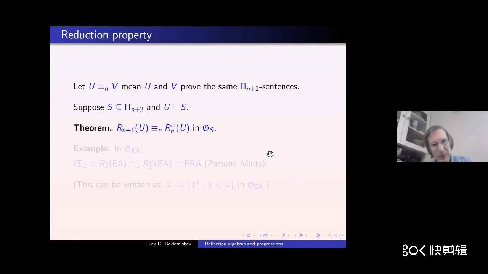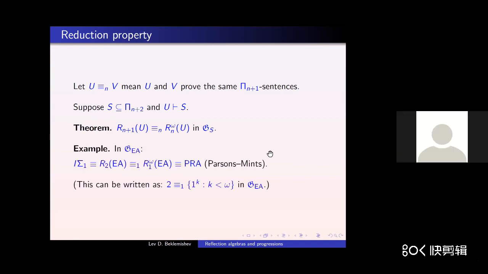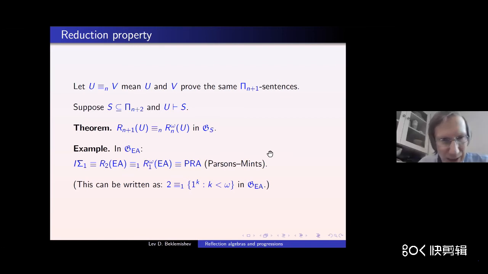Okay, one particular example is this result by Parsons and Mints. If one takes the theory IΣ1, it happens to be deductively equivalent to R2 of EA. Once one applies this theorem to it, one reduces it to the omega-fold iteration of R1, which in turn is equivalent to the so-called primitive recursive arithmetic. That's a result that is very important for the study of this reflection algebra.